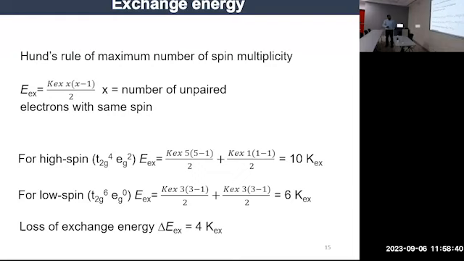Now, this exchange energy has a constant K, and it applies for the same spin, whether alpha spin or beta spin. For high spin, let's say a d6 system, t2g4 eg2, the exchange energy is 10 Kex, because 5 are alpha spin and only 1 is beta spin. For low spin, you have 3 alpha spin and 3 beta spin, and you get 6 Kex. So upon going from high spin to low spin complex, the loss of exchange energy is 4 Kex.